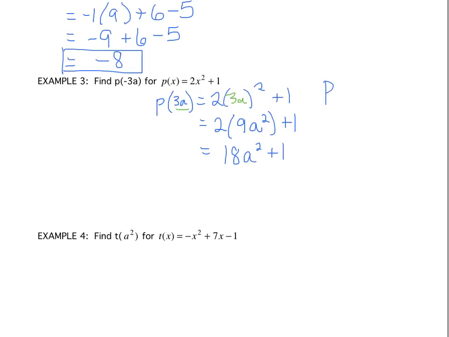So remember, order of operations is important. The whole please excuse my dear Aunt Sally. Notice that I evaluated exponents first. I did the 3a to the second power first before I multiplied the 2 and the 3a. And so that's going to be important. You have to follow the order of operations. This is my final answer. These are not like terms, so I can't do anything else with it.